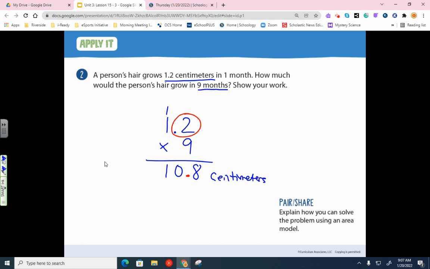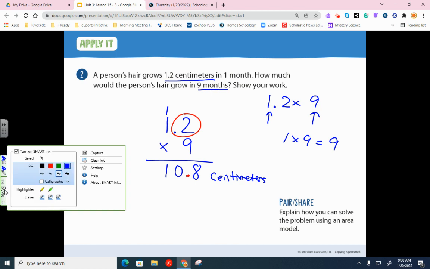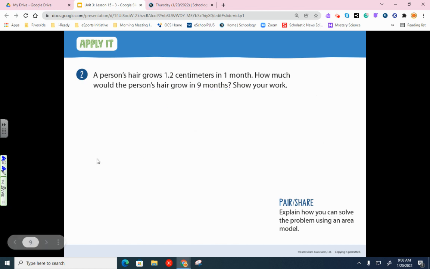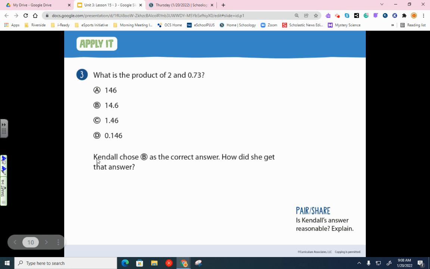And again, you can see if that's reasonable. You can estimate by taking, for example, 1.2 times 9. Take that 1 and the 9, and that's close to our 10 and 8/10, so that's pretty reasonable. Yeah, it just takes a second to do a quick estimate.